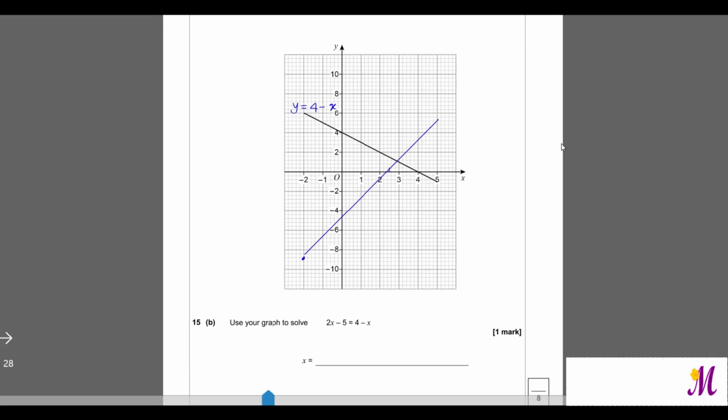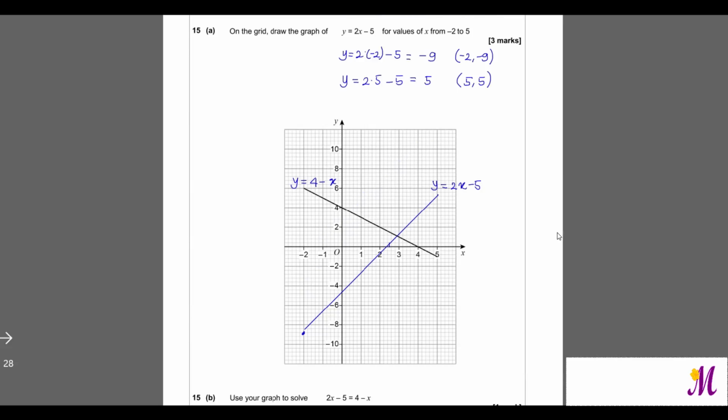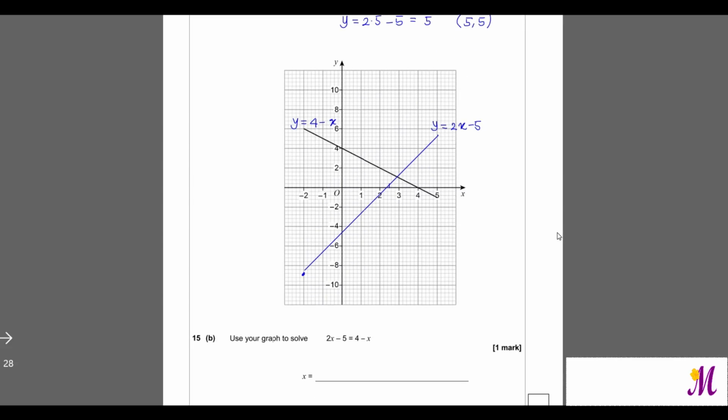And now use your graph to solve these equations. 2x minus 5 is equal to 4 minus x. As we know, our new line was y equal to 2x minus 5, while the old line is 4 minus x. So this is the new line and this is the old line. That means the new line meets the old line. So they meet here when x is equal to 3. So x is equal to 3.